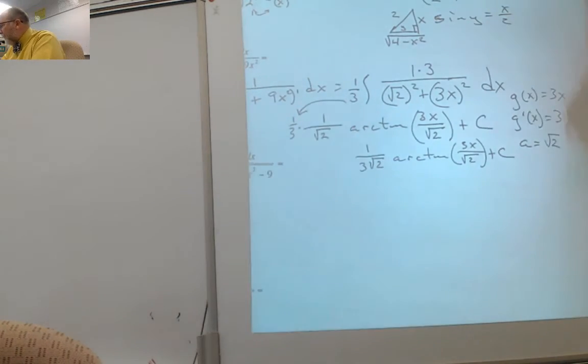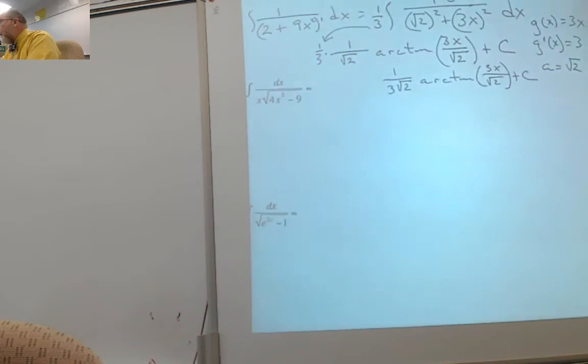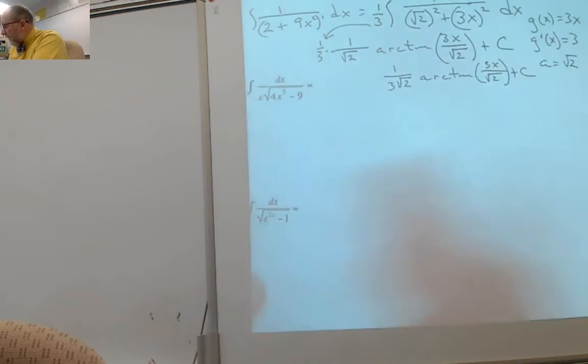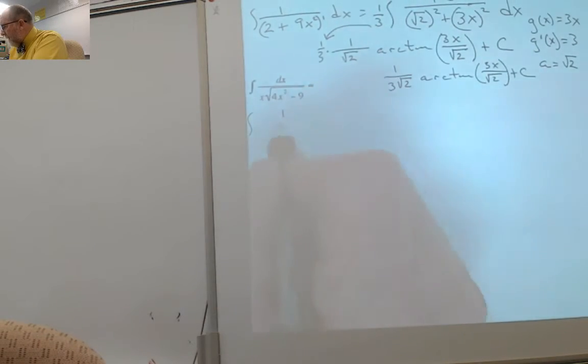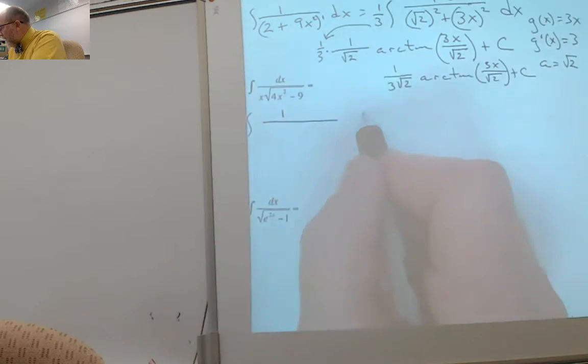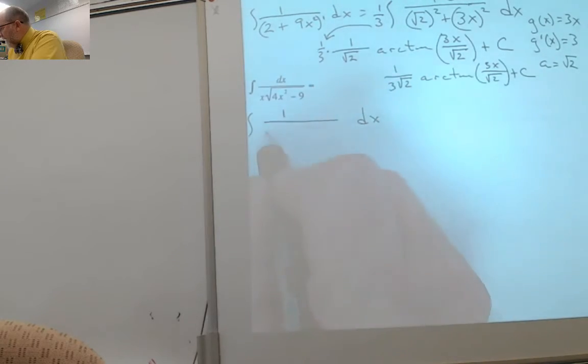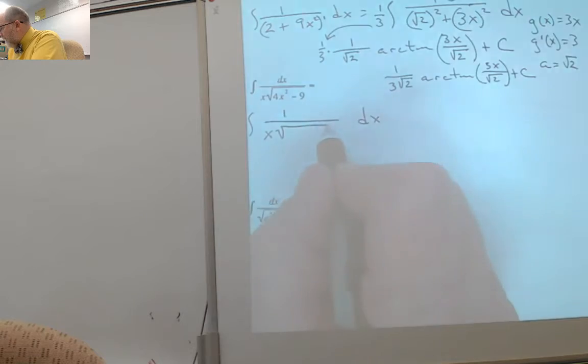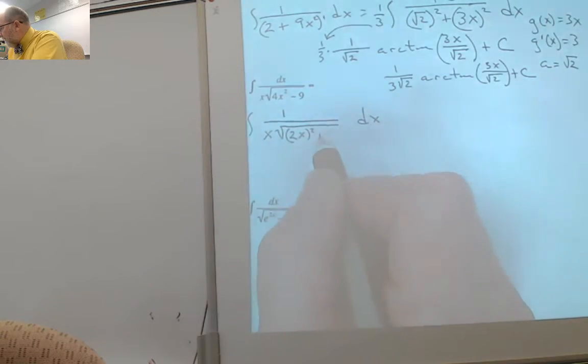Okay, so Jacob, here's one that you were talking about before. Looks a little different, right? So over here I got a 1. I mean, I would need an 8x up here. Not only do I not have an 8x up here, I got this x down here, don't I? So I'm going to put a 1 there. I'm going to put my dx here. I'm going to put an x. I'm going to write the square root of 2x squared minus 3 squared.